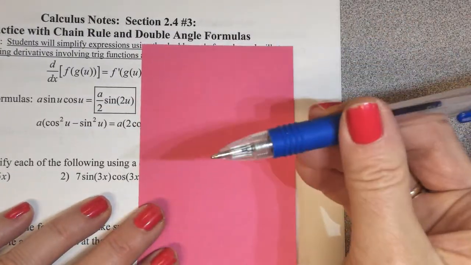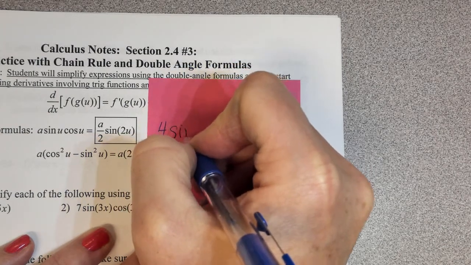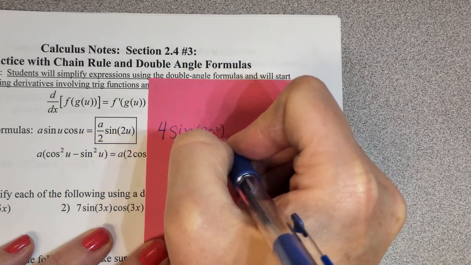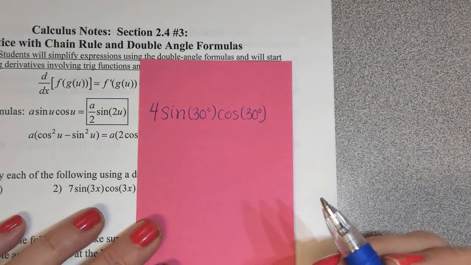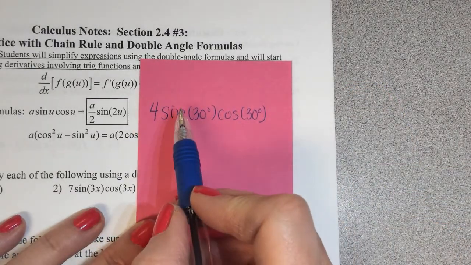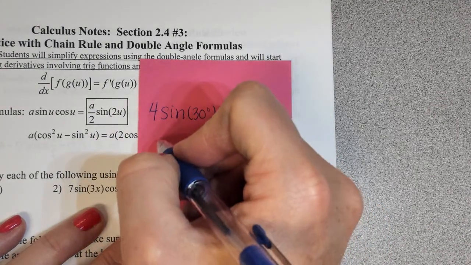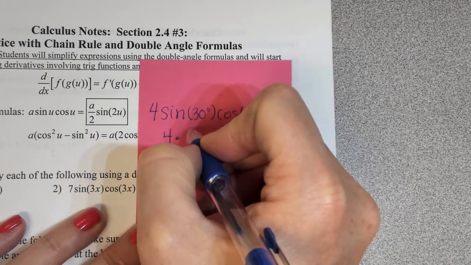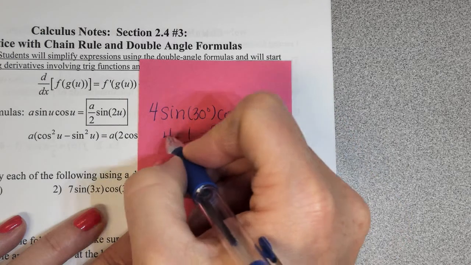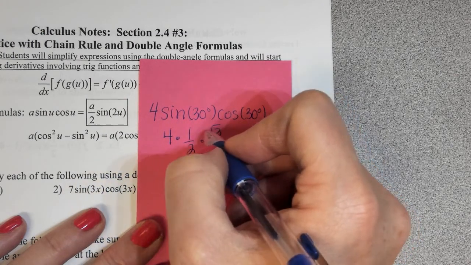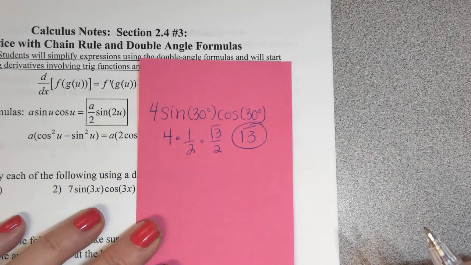Let's say that we end up with the problem and we have to calculate this: 4 times the sine of 30 degrees times the cosine of 30 degrees. We have to evaluate something like that. This is in a sine u cosine u form. So to do this problem, it's going to be 4 times the sine of 30, which is 1/2, times the cosine of 30, which is radical 3 over 2. 4 times 1/2, that's 2 times this. The 2's would cancel. This is radical 3. That's what I get for my answer.